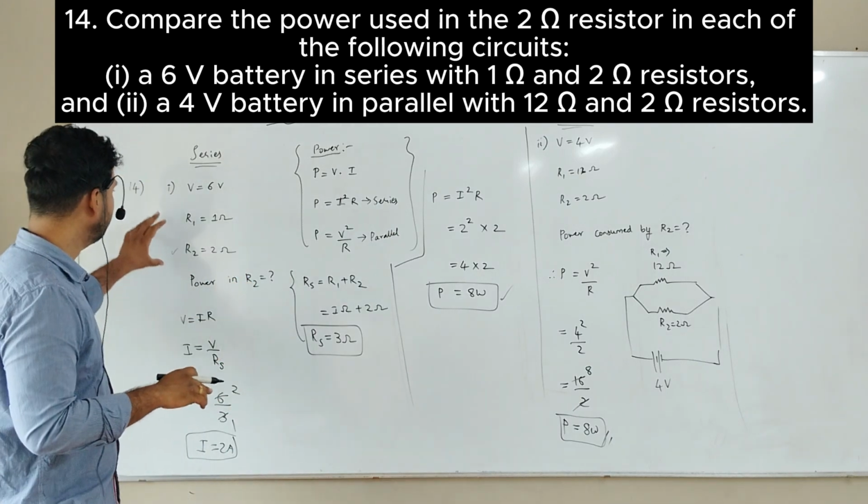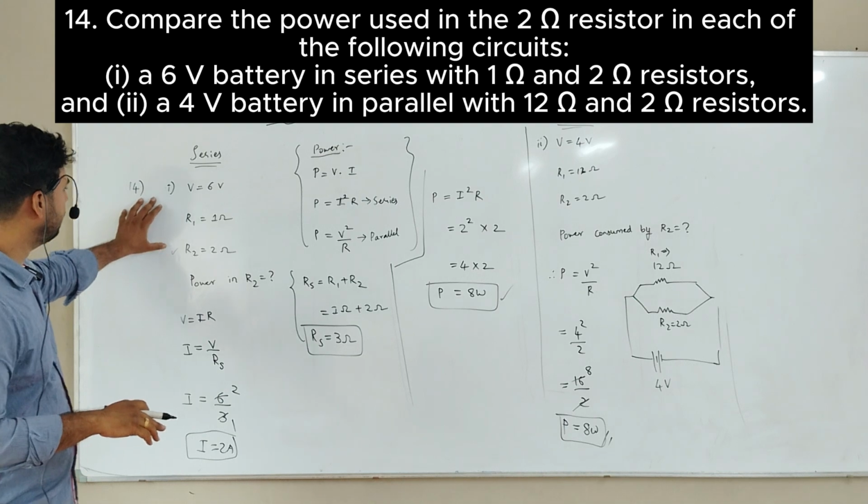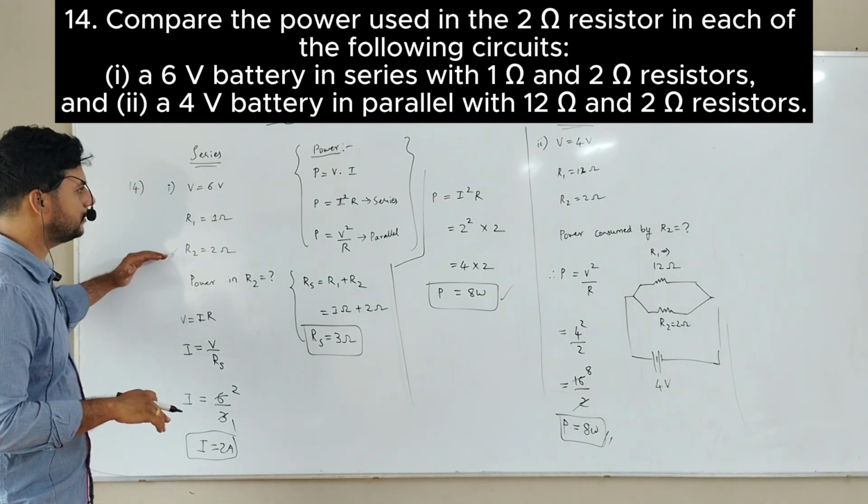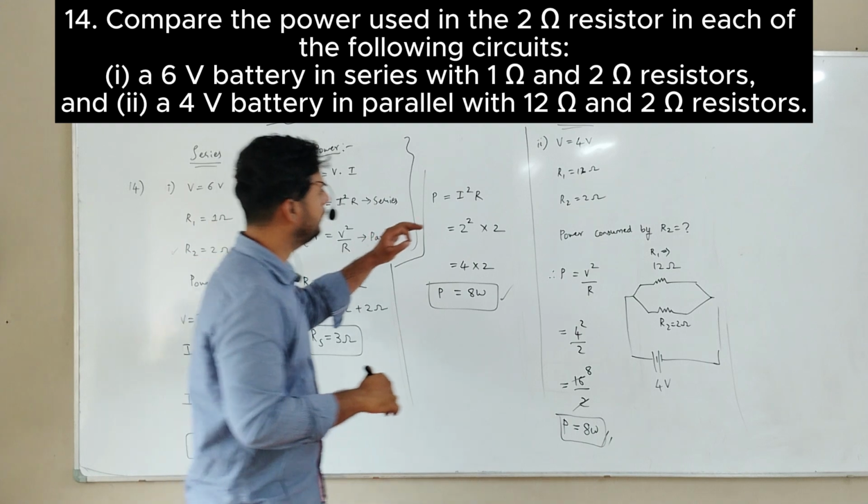Getting? So read here once again. This is a series connected. We have voltage, we have a resistance 1, we have resistance 2. Okay. Second, we have this connected in parallel.